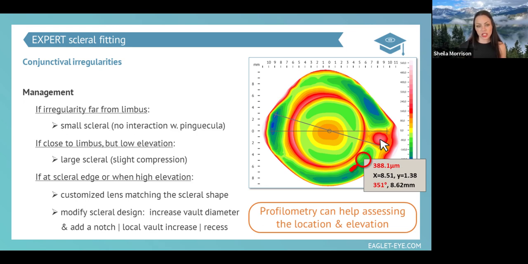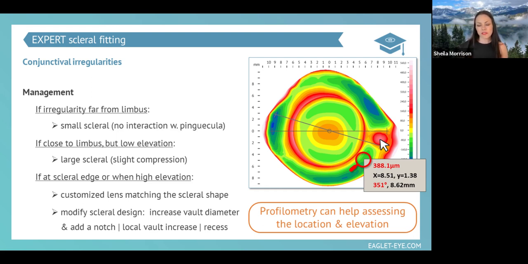Sometimes we can utilize smaller lenses. So for example, if we map or we look with our slit lamp and we can see that maybe there's a bleb in a glaucoma patient and it's far enough out, but still maybe a couple millimeters from that limbal zone, we may be able to use a smaller lens. Same thing goes for a pinguecula, for example.